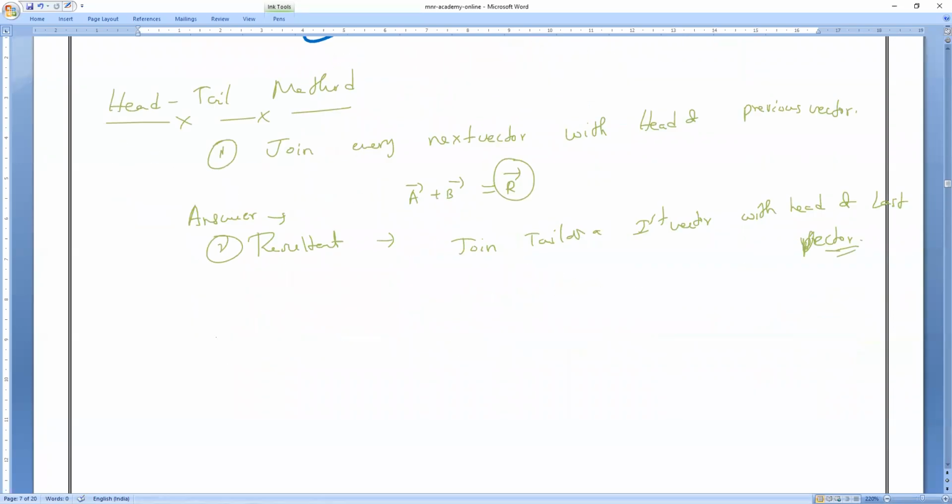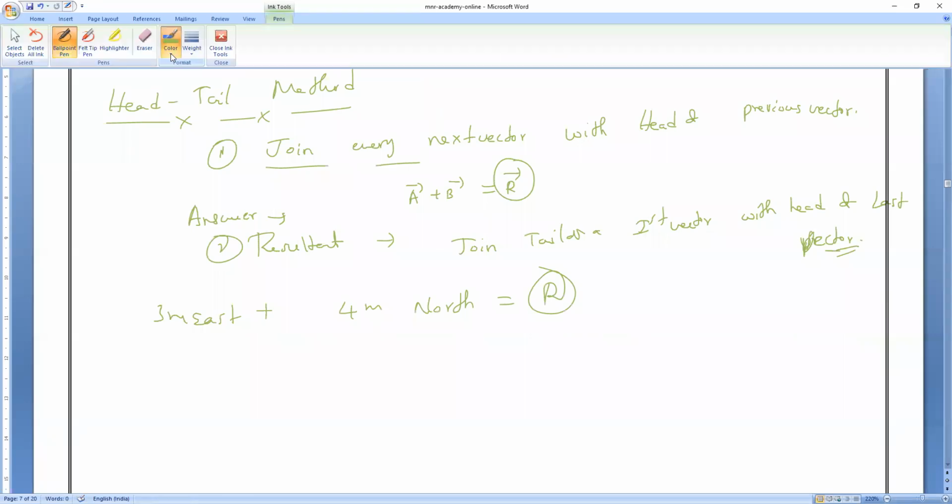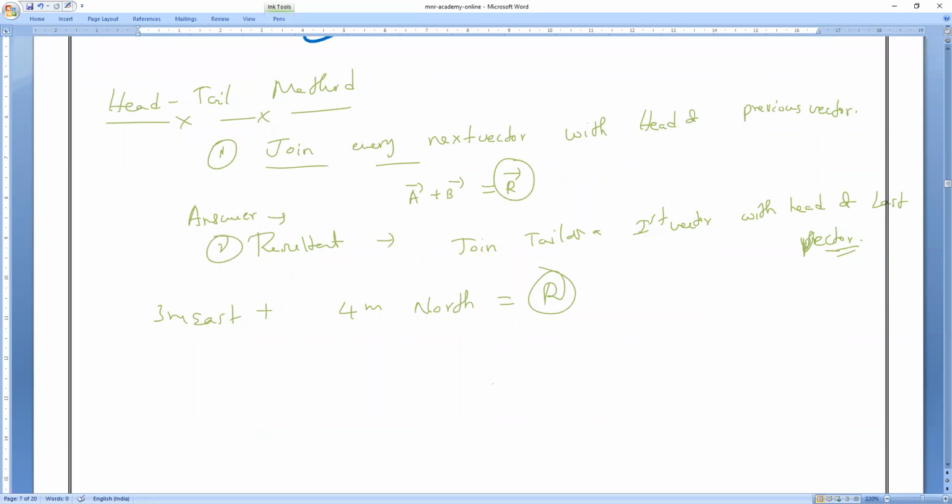For example, I have given you 3 meters east plus 4 meters north. I want to find the resultant vector. Everybody, what is your first step? Sai Karthik, can you hear me? Tell me, what is our first step here? If you see it, you will understand it. We have to join the tail of the second vector with the head of the first vector.